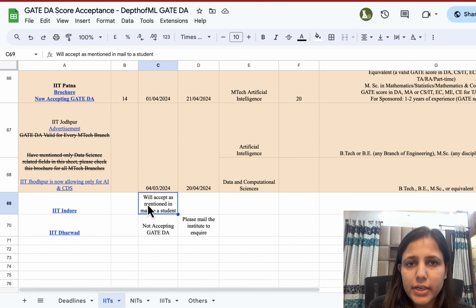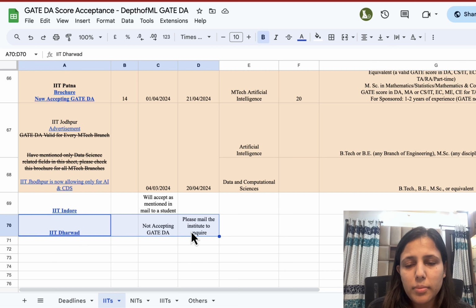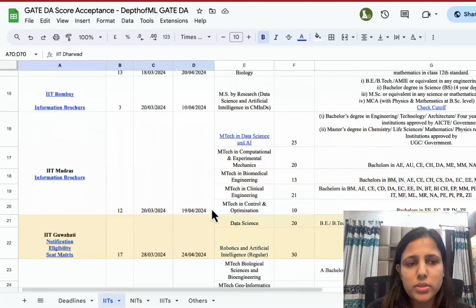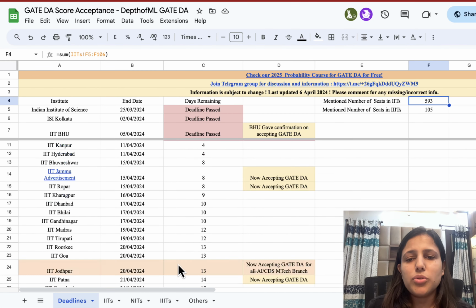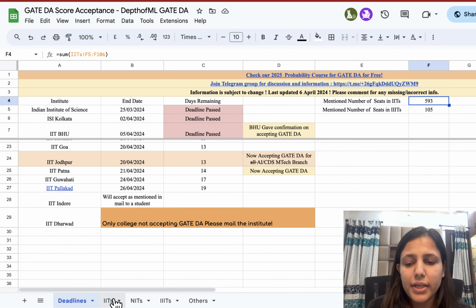IIT Indore has given a confirmation. It will be reflected in their brochure soon. As for IIT Dharwad, we have not heard from them yet, but I request you to please mail IIT Dharwad and inquire about the same. Also, you can bookmark this sheet and this will help you with the process of admits. So this is the news so far. IIT Dharwad is the only college which is not accepting GATE DA score.